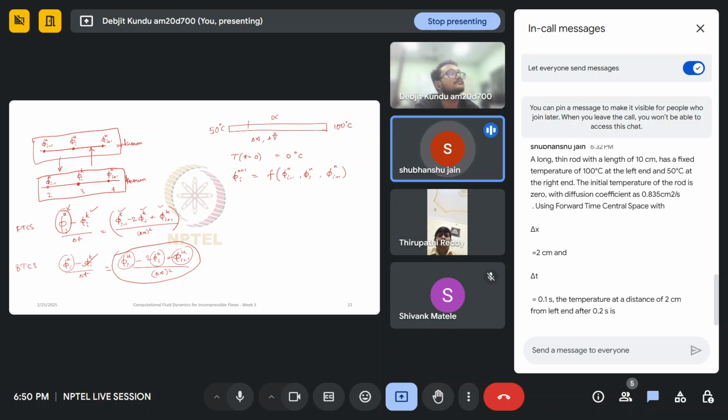Sir, I have used the steady heat conduction equation. Not steady, unsteady. Yes, unsteady. So your equation would be this one: del T by del t equals alpha del square T by del x square. Yes, sir, I am using this.